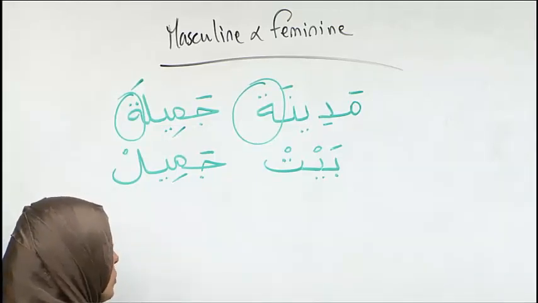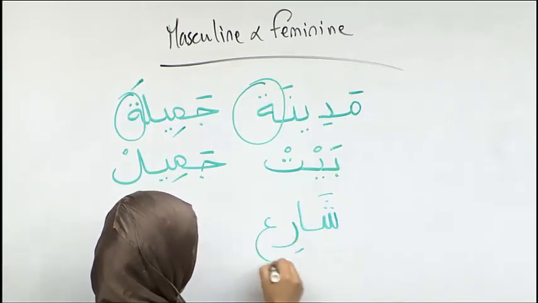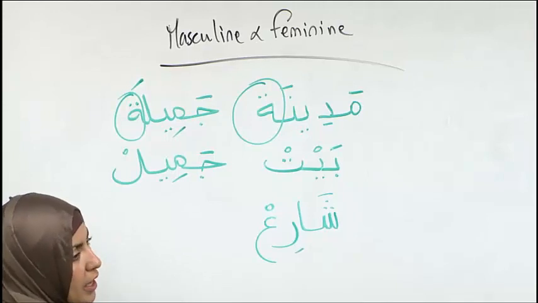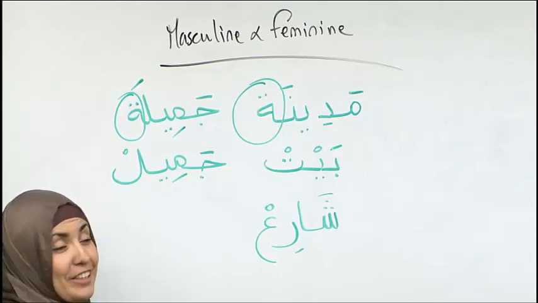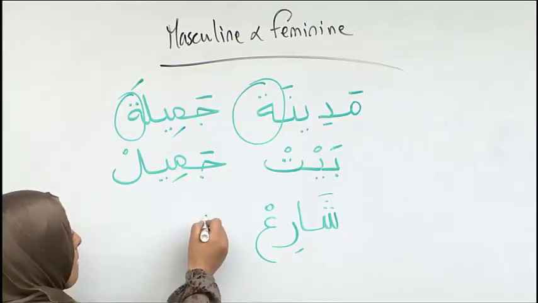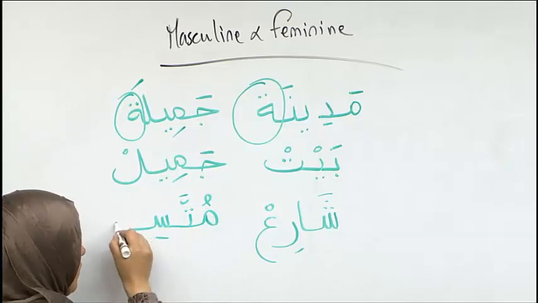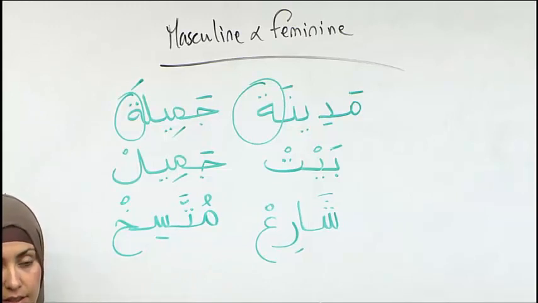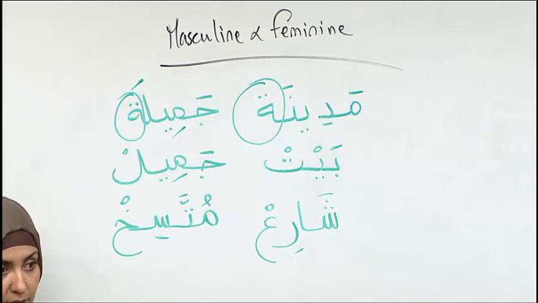I'm going to use the word shari'a, street. How would you describe a street? Dirty. Shari'a mutasikh. Because shari'a is masculine, mutasikh is masculine as well. Dirty street, shari'a mutasikh.